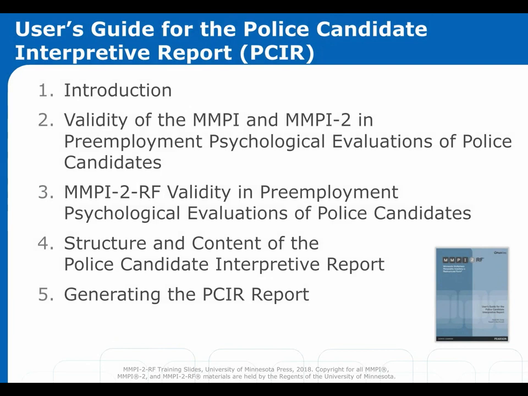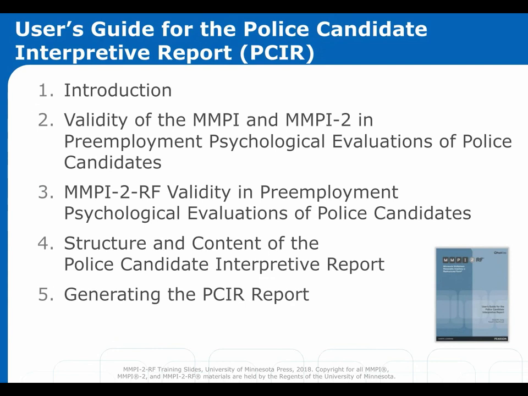The user's guide for the MMPI-2-RF police candidate interpretive reports also contains 5 chapters. The first chapter is the introduction that discusses the intended uses and user qualifications for this report. The second and third chapters describe evidence supporting validity of the MMPI family of instruments in this specific high-stakes context, with special attention to the use of the restructured form in this setting in Chapter 3.